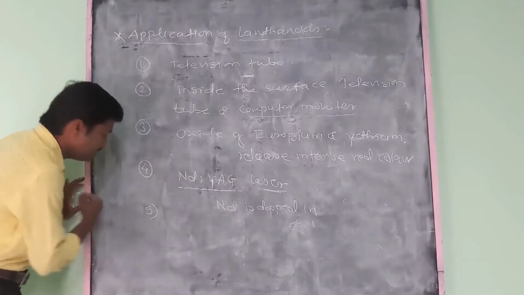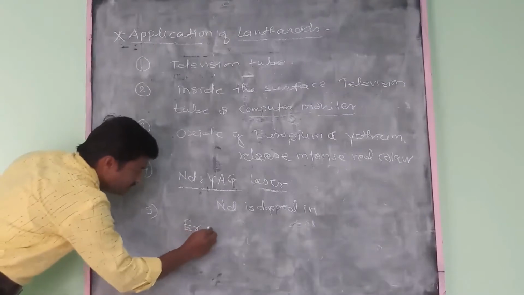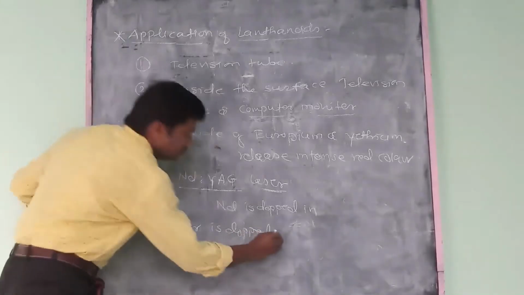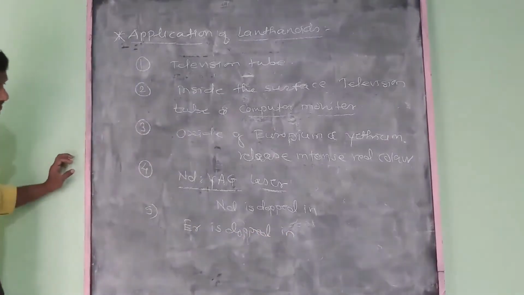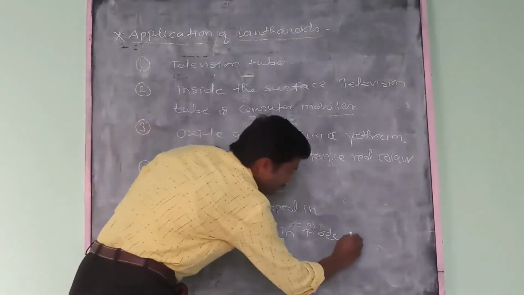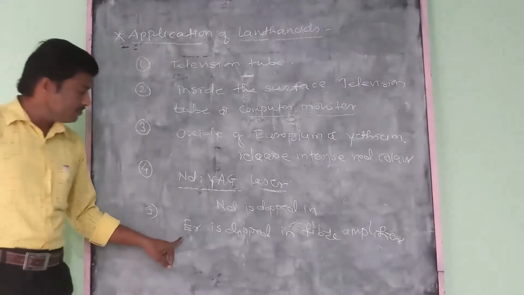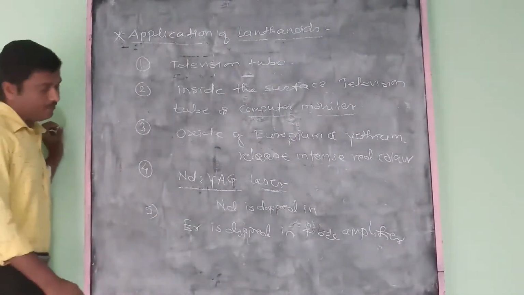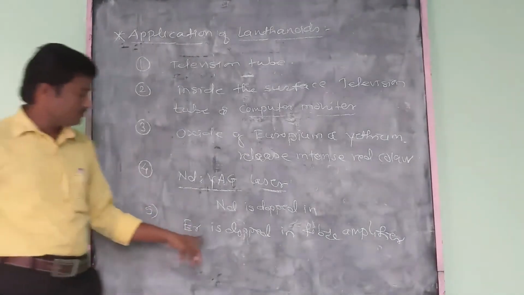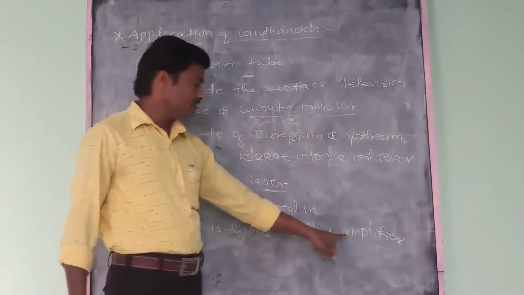Then fifth application, that is erbium is doped in fiber amplifier. One more application, that is erbium will be doped in fiber amplifier. Generally these will be fiber amplifiers. This will be one of the applications of these lanthanides, that is erbium doped in fiber amplifier.